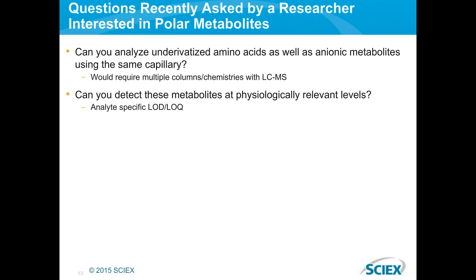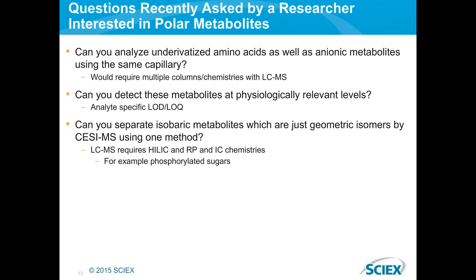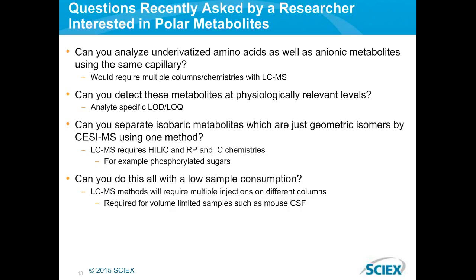The other question he asked was, can you detect these metabolites at physiologically relevant levels? And this is specifically in the area of plant metabolomics. Can you also separate isobaric metabolites, which were often just geometric isomers, by CESI-MS? And here he had some specific questions around phosphorylated sugars, because he has encountered issues of separation when he's tried to do this by HILIC chromatography and also by ion chromatography in connection to mass spectrometry.